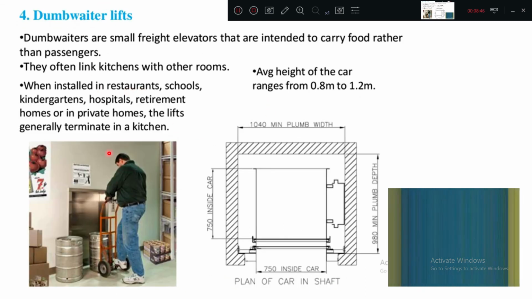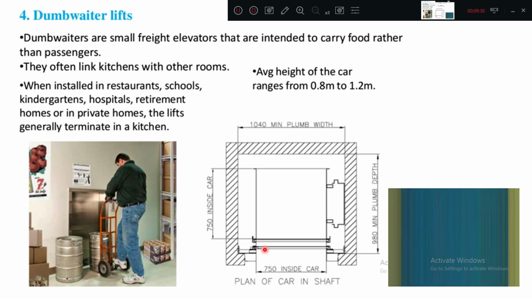Dumb waiter, so these are dumb waiters. Can you see, only food items or small items which are there in the hotel rooms, only those are transported. So that is why the name is given, dumb waiter lifts. Dumb waiters are small freight elevators that are intended to carry food rather than passengers. Only it will carry food. So they often link kitchen with other rooms. Generally installed in restaurants, schools, kindergartens, hospitals, retirement homes, or in private homes. So the lifts generally terminate in kitchen. Average height, so I told you, no, 1.8. Only this much dimension is sufficient.